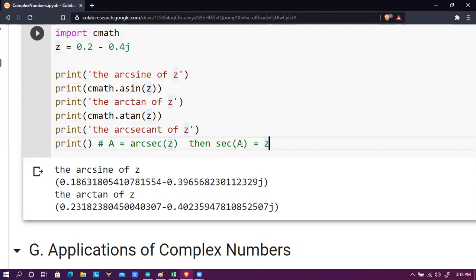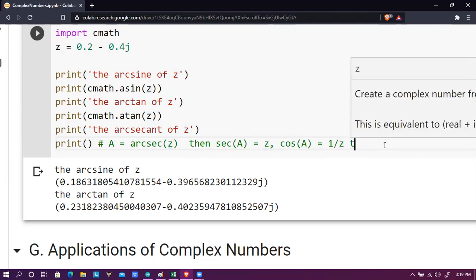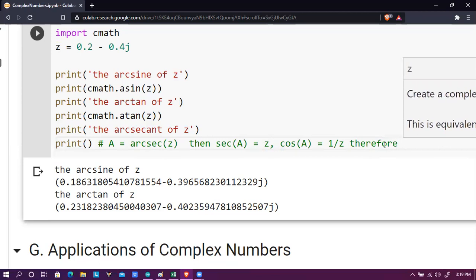Now, if we are going to solve for a, what are we going to do next? Very good. We need to take the reciprocal. If we reciprocate both sides of the equation, this will become cosine of a, which equals 1 over z. Therefore, if we transpose cosine to the other side of the equation, what will remain is a, and that will become the arc cosine of 1 over z. So take note of that.